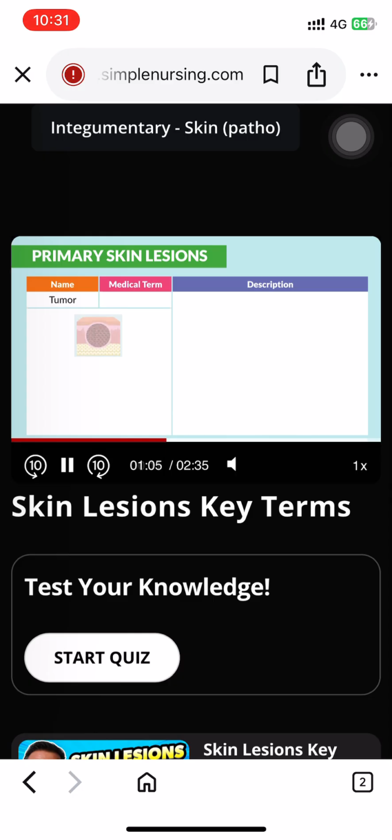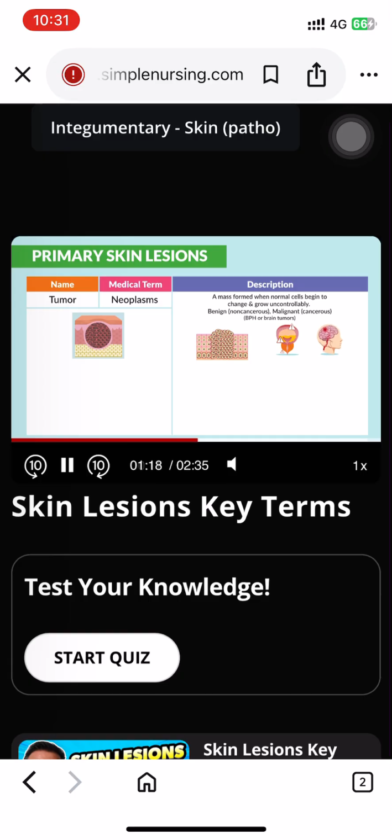Next is the tumor. Now the medical term is a neoplasm. So it's a mass formed when normal cells begin to change and grow uncontrollably. So benign is non-cancerous and malignant is cancerous. Great examples are BPH or even brain tumors.